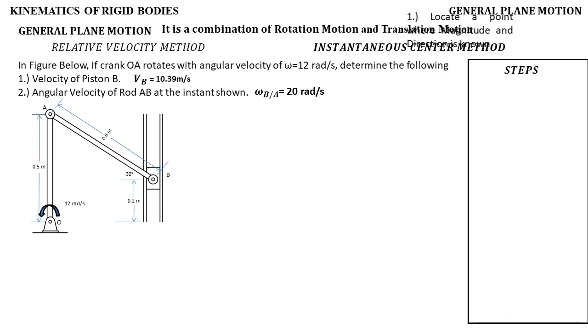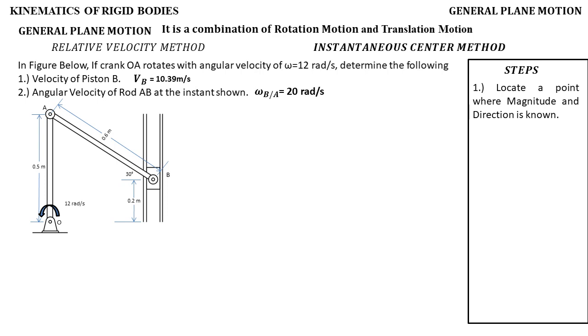Step one is the same as in the relative velocity method. Locate a point where the magnitude and direction are known, which is point A, and compute the magnitude using the angular and the linear velocity. VA is equal to the radial length multiplied by the angular velocity. Substituting the given values, VA is equal to 6 meters per second.